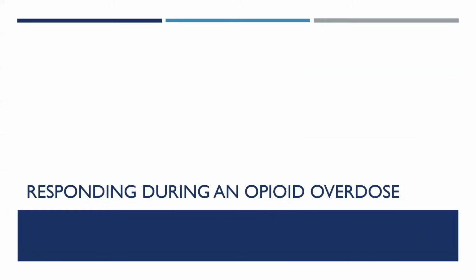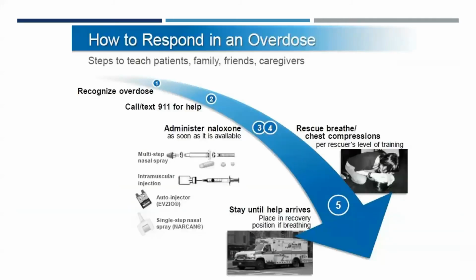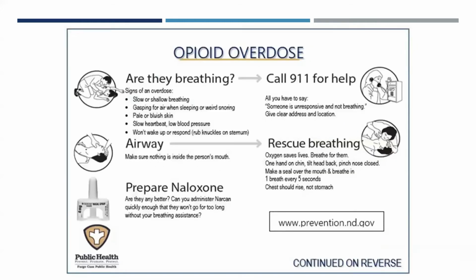Now we are going to go through a step-by-step of how to respond during an opioid overdose. So here's a general chart of the things we'll review. Like we talked about earlier, recognize the signs of an overdose. We'll call for help, and then we'll learn the rescue breaths and how to administer naloxone, and then you'll stay till help arrives.